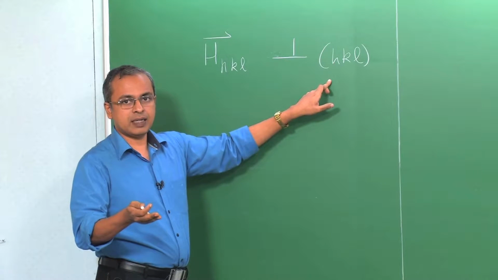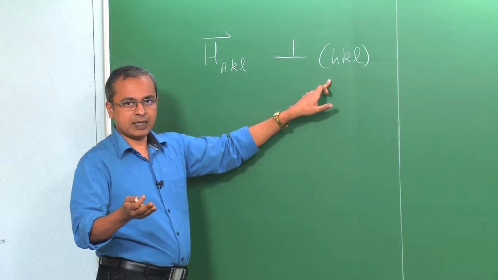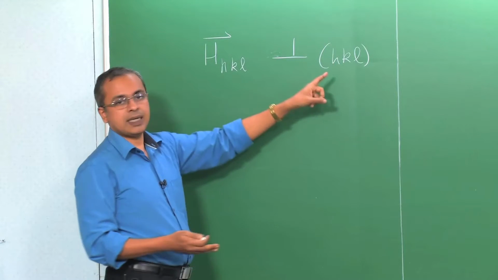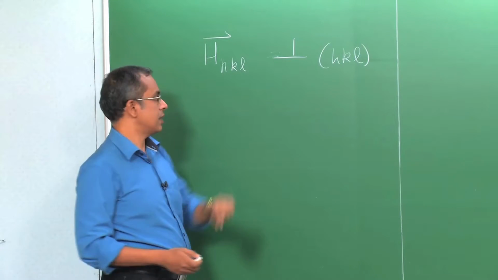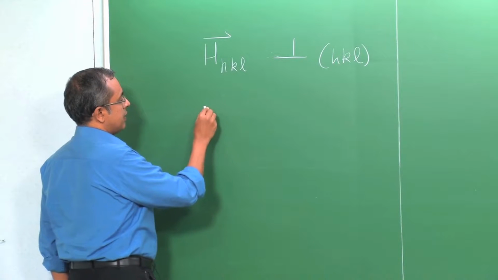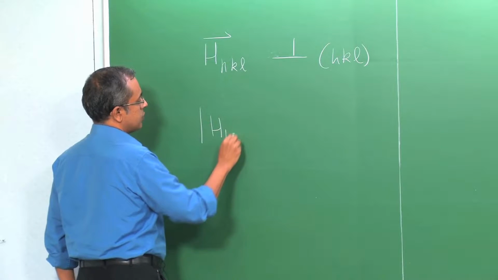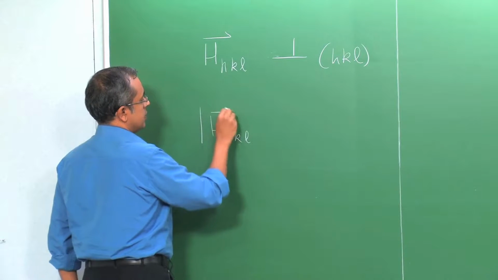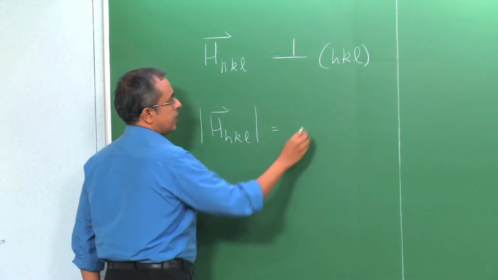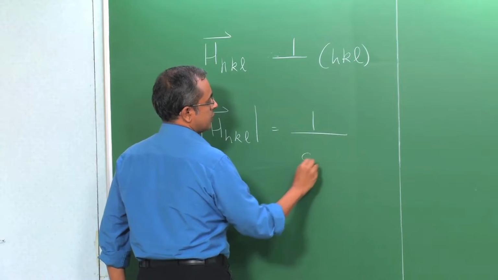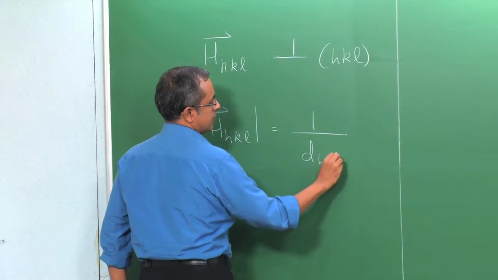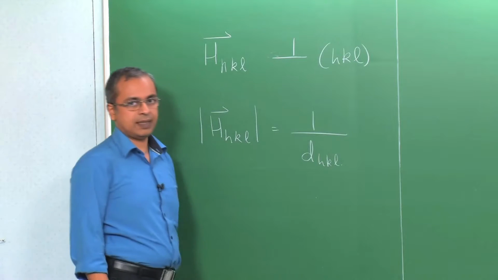Given the way we were defining reciprocal space, the way we were defining our reciprocal lattice vectors, this was one relationship that we arrived at. The other relationship that we arrived at is the modulus of this vector. So, we found that the modulus of HKL is equal to 1 divided by the spacing of DHKL, right.